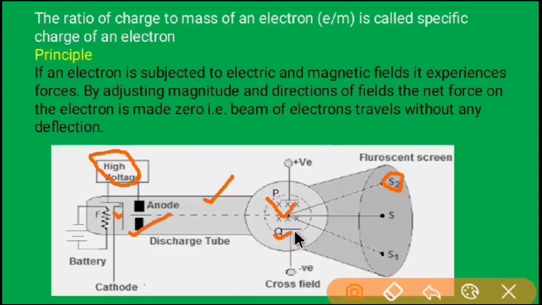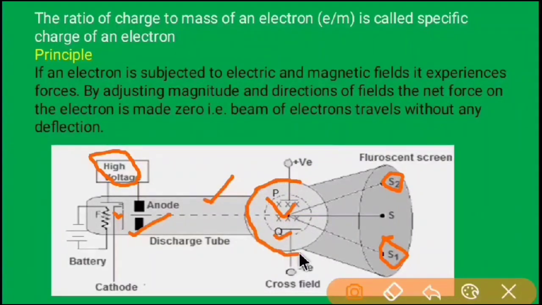If the electric field is not applied and only a magnetic field is applied, here we can find a magnetic field between plates P and Q, which is directed inward and is perpendicular to the electric field. If there is a magnetic field only, then the electron will be deflected towards the spot S1. We can find the magnitude of the Lorentz force, as well as the direction of the magnetic force, using Fleming's left hand rule. So here I have discussed the schematic diagram of the J.J. Thomson experiment.